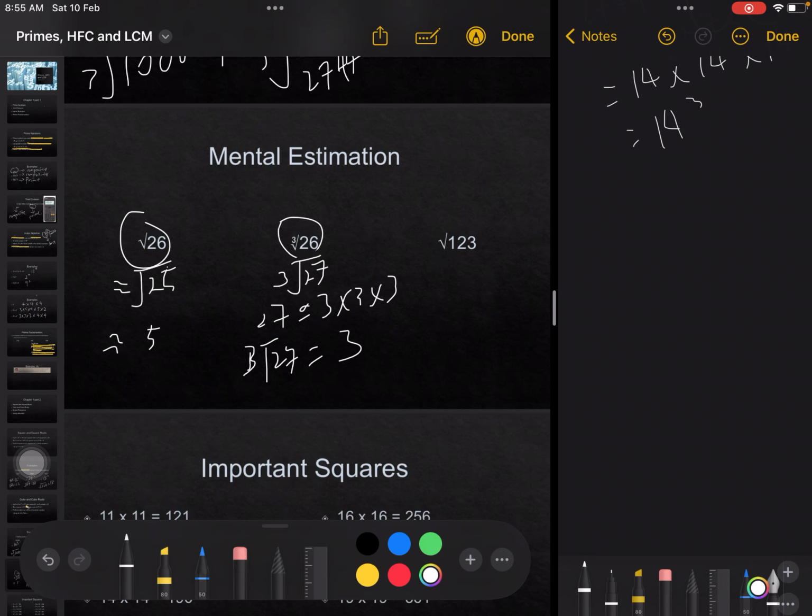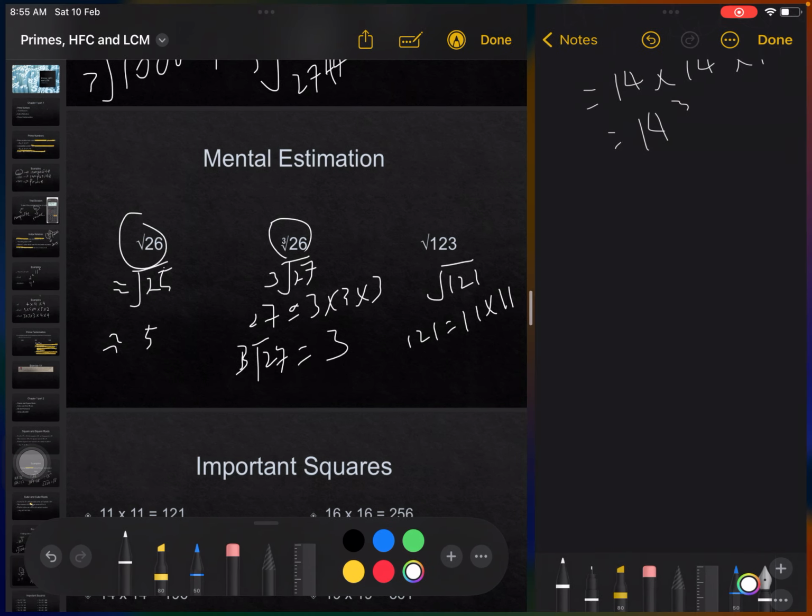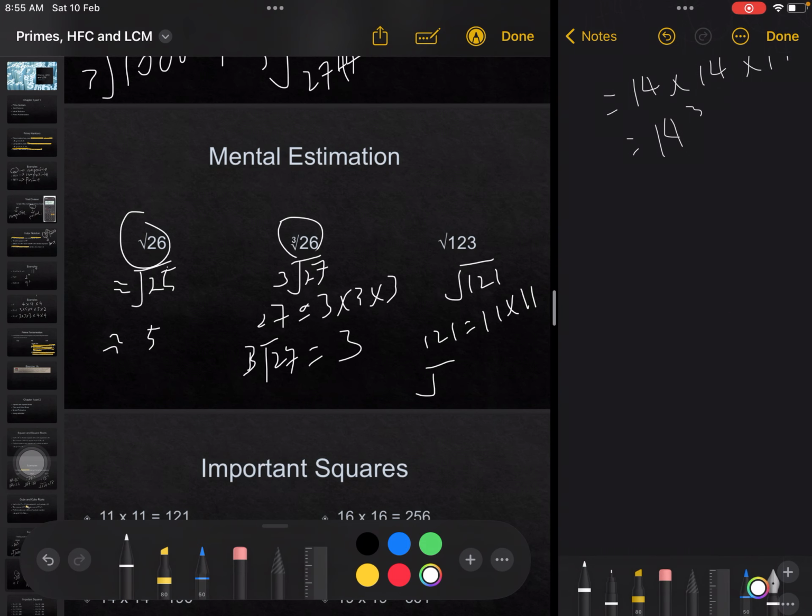Okay, last one, the square root of 123. Again, if you key into your calculator, it will give a very long chain of decimal places, which is what we don't want. So we estimate this square root of 123. It is very close to the square root of 121. We know that 121 is equal to 11 times 11.